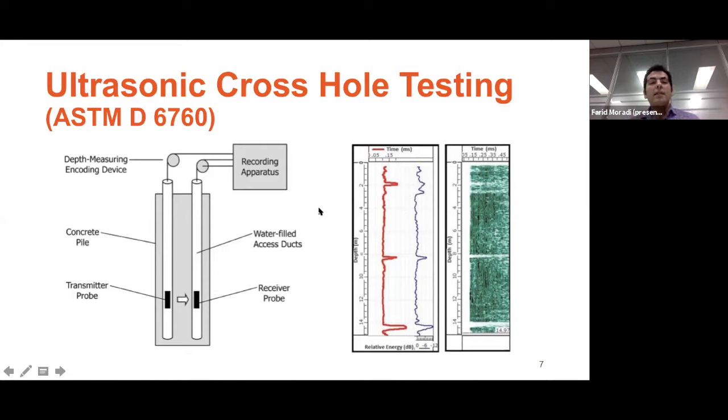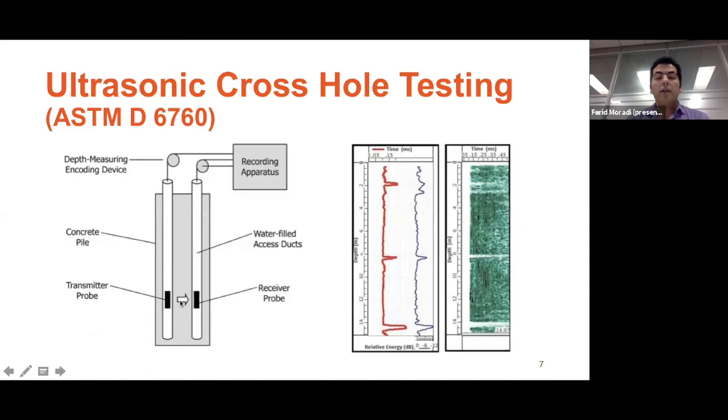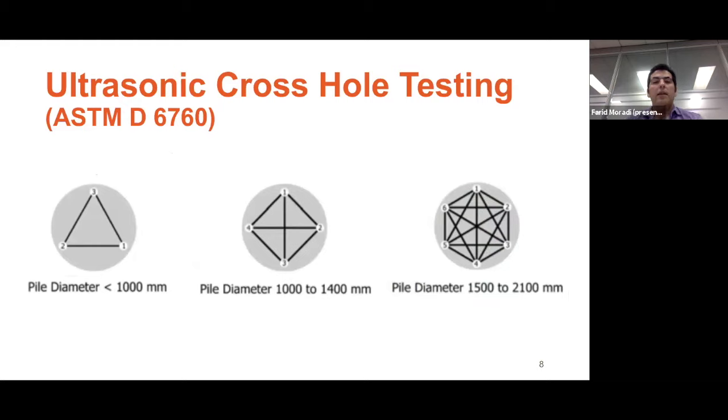And when the velocity decreases, it means there is a defect or some problem at that specific level. ASTM D6760 also recommends how to evaluate the condition of the concrete at that position. If you follow ASTM D6760, you can create a tomography image, a clear picture of the defects at the level where the transmission time increases a lot.